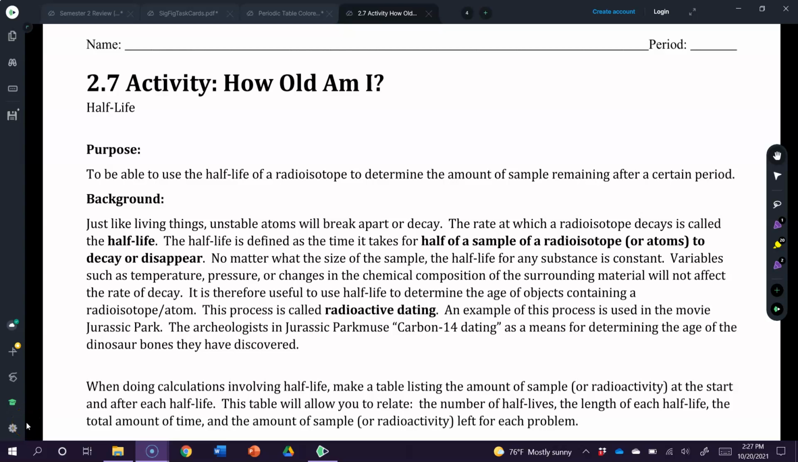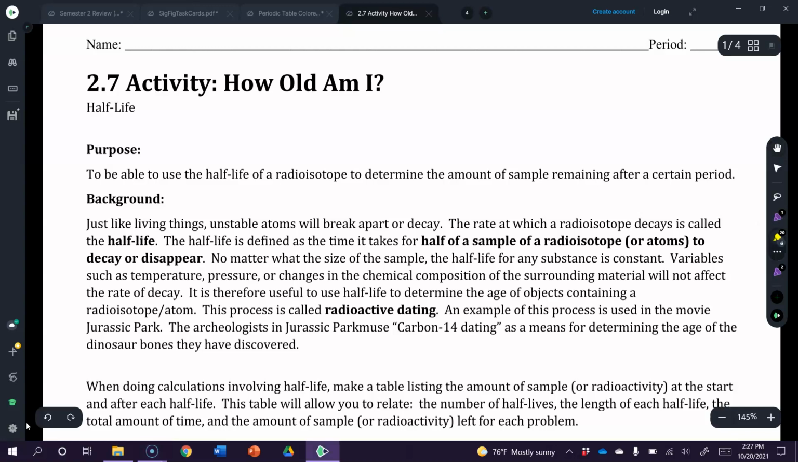These are the video notes for activity 2.7, How Old Am I? The purpose of this activity is to use the half-life of a radioisotope to determine the amount of sample remaining after a certain period. Remember, we can also use half-life to determine the age of a sample, as well as use the sample and its age to determine the half-life of it. So we'll be going through all of those with the practice later.